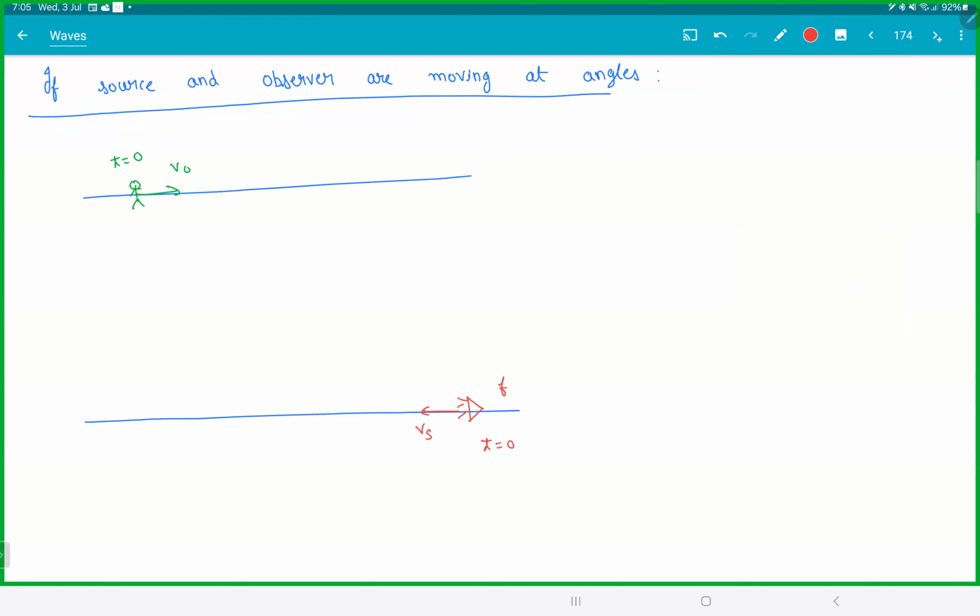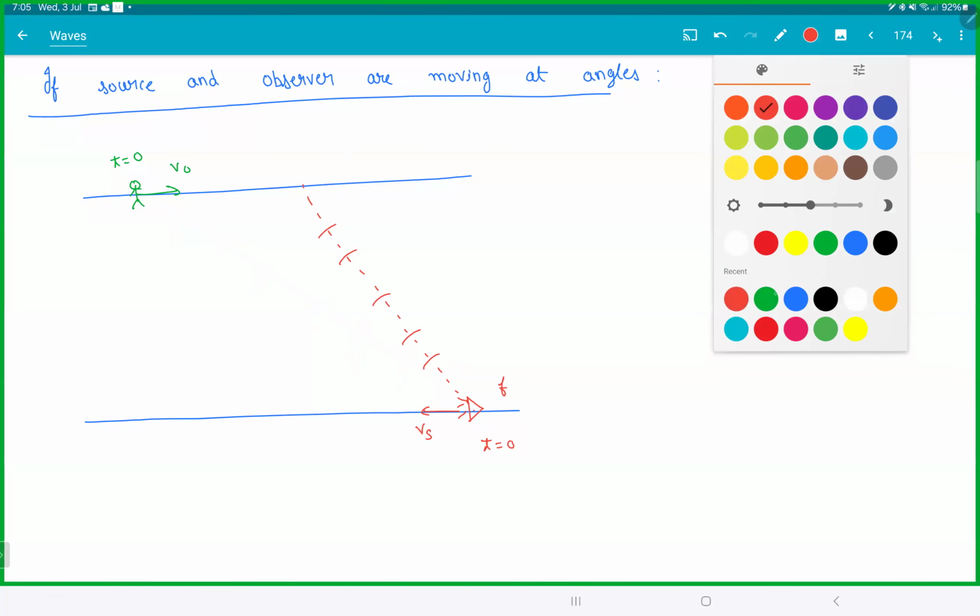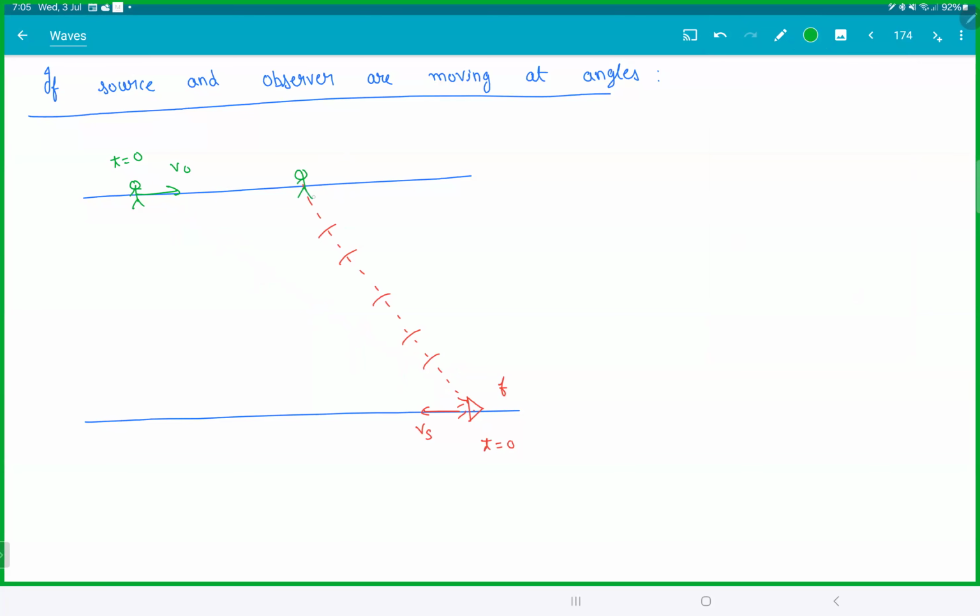The problem is, tell me one thing, when this sound is coming here, do you think you will hear this sound? By the time the sound travels from here to here, this observer must have gone from here to here. Isn't it? So the problem is the sound which was released at t equal to 0, he can't hear at that point. So this sound must be traveling somewhere like this. And when the observer comes here, at some time t, that is when he hears the sound.